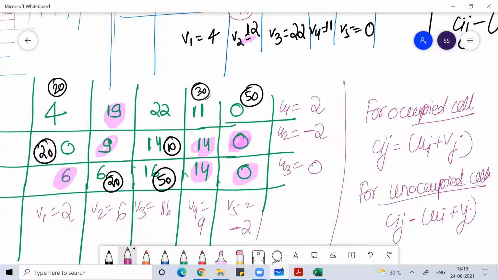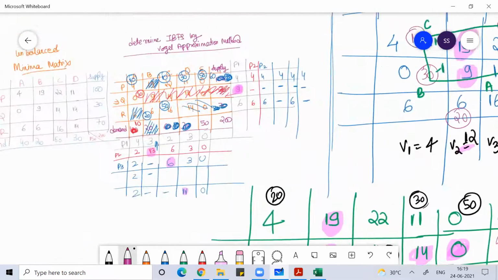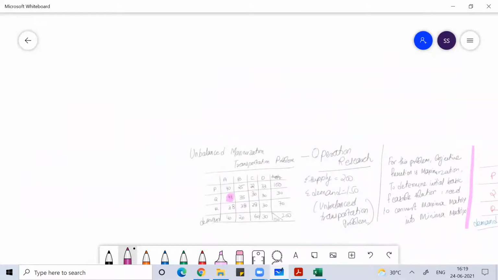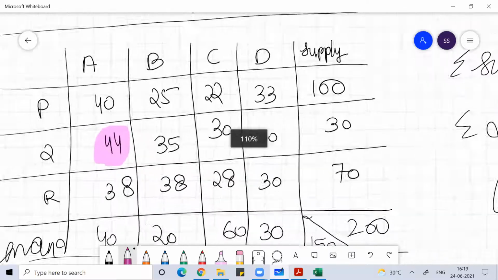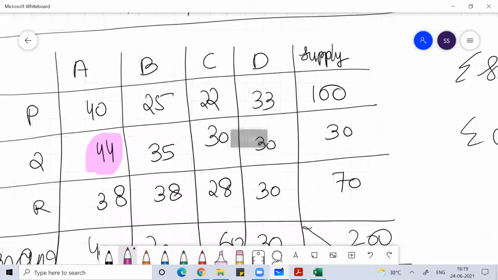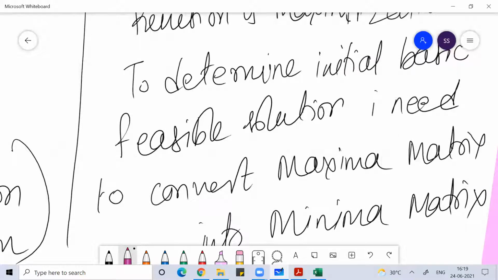Done, everyone? So once we are done with our allocation, we'll need to put this allocation value in the original matrix. This was your original matrix. So I need to put my allocation value on this matrix, and then I'll find my profit. So the allocation what I did, I'll put on this matrix.